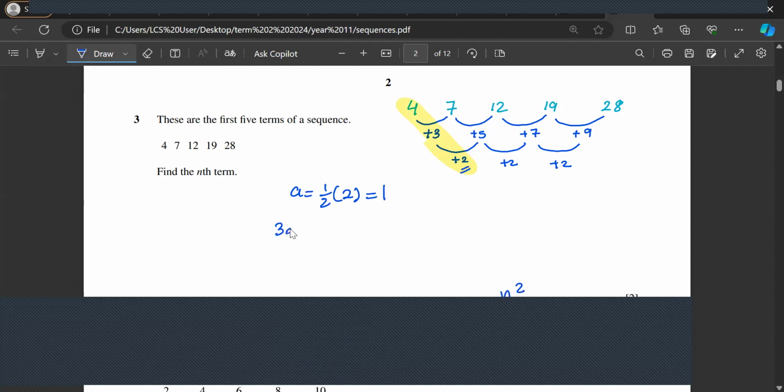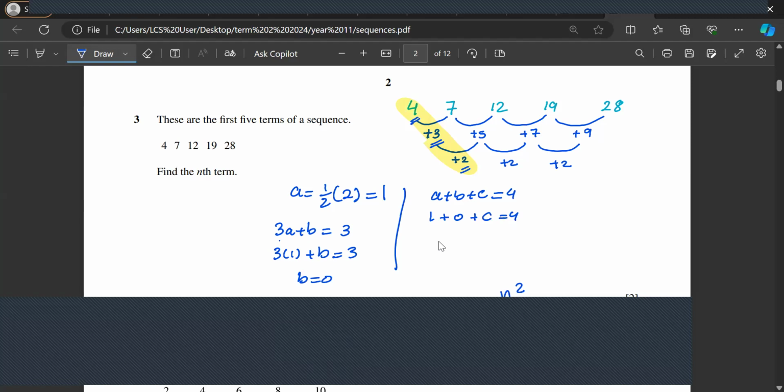Then 3A plus B equals the third number, which is 3. That means 3 multiplied by 1 plus B equals 3. From here, B equals 0, so there is no n. Okay? Then A plus B plus C equals the third number, which is 4. So A, which is 1, plus 0 plus C equals 4. So from here, C equals 3 plus 3.